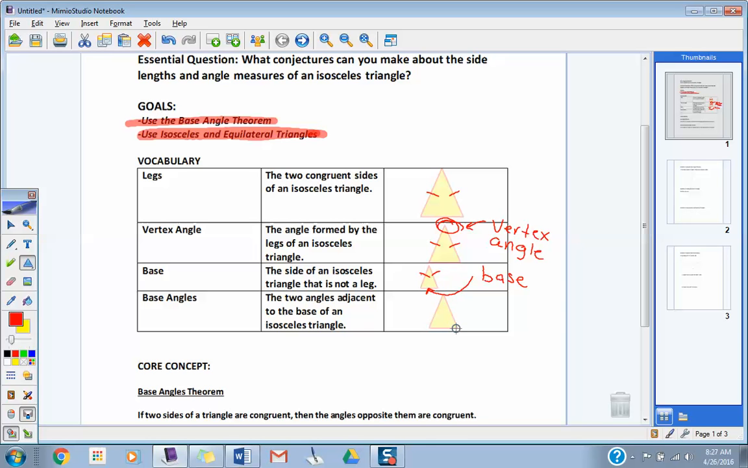Base angles are simply the angles at the what? Base, okay? So right here, guys, this angle down here would be considered a base angle. They're the two angles at the base, or they're the two angles that are adjacent to the legs and the base at the same time. Okay, so the base angles are going to be right here and right here.